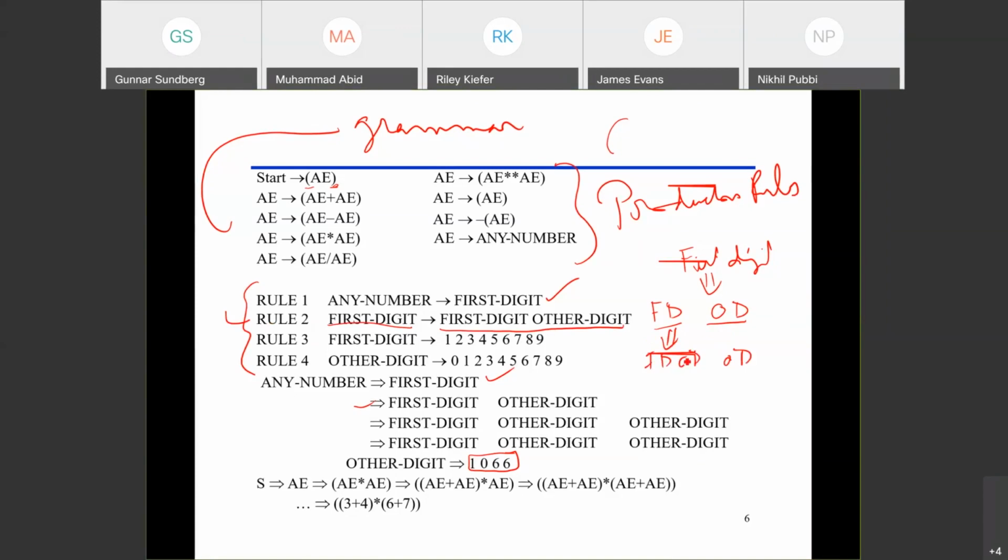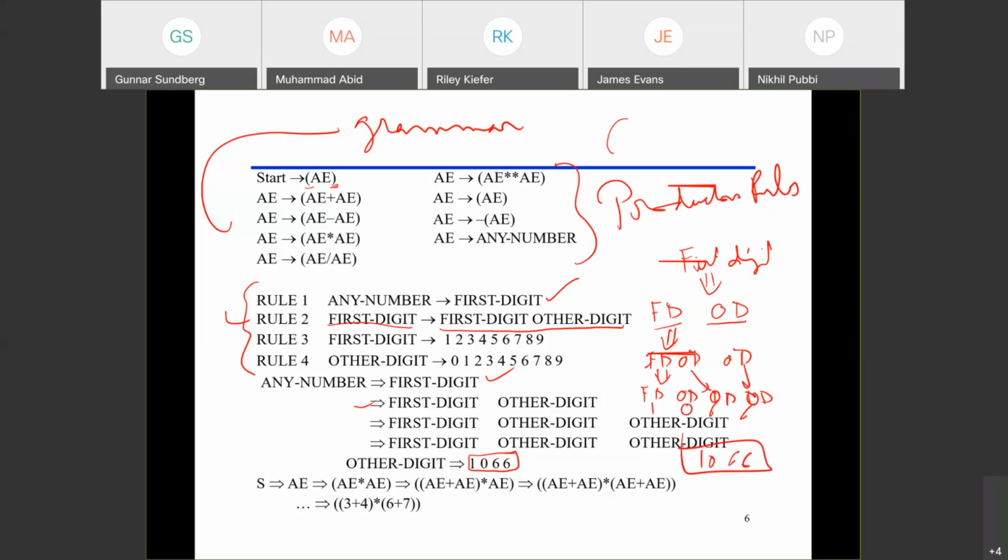Now we have three non-terminals here. We again use this first digit and use rule 2, and we replace that with first digit, other digit, and we put these things down here. So now we have first digit, other digit, other digit, other digit. Now we have four symbols. From rule 3 and rule 4, we replace first digit by 1, other digit by 0, other digit by 6, other digit by 6, and we achieve 1066 by using these production rules.